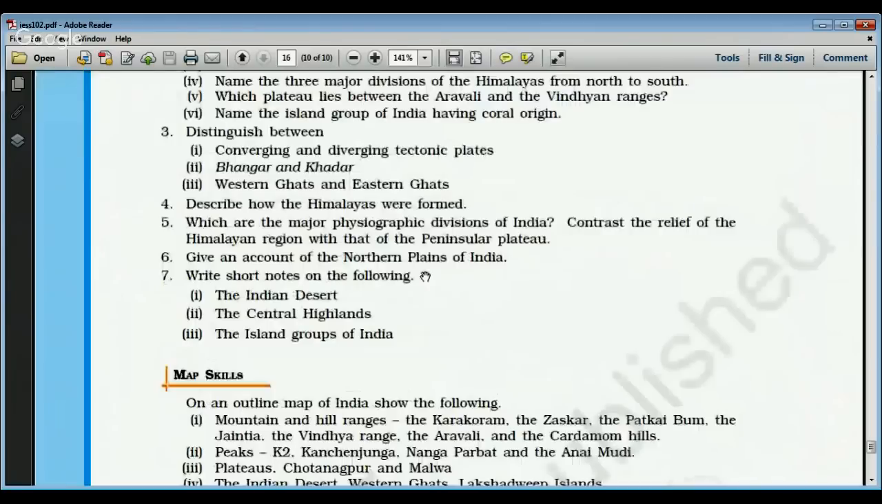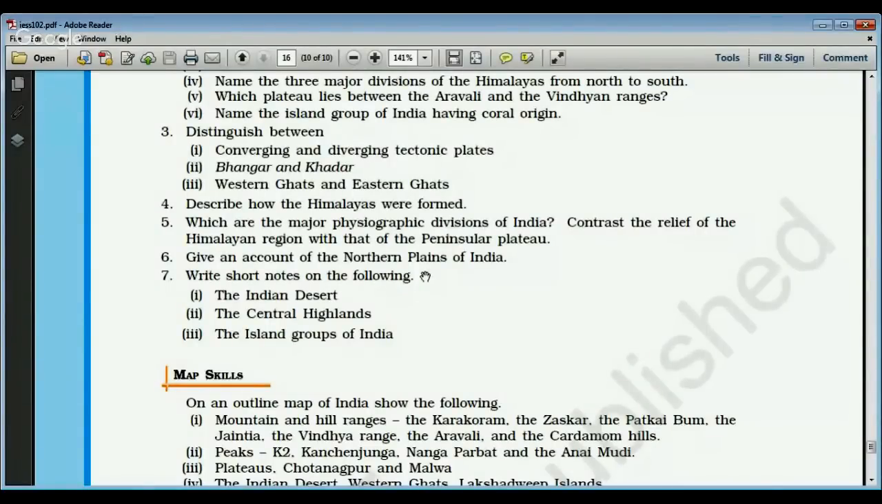Then converging and diverging. Converging means two plates try to come towards each other and they try to ride over one another. They try to push one another and they result in the formation of fold mountains. Then diverging tectonic plates are the plates which try to move away from each other and they result in the formation of new rocks.